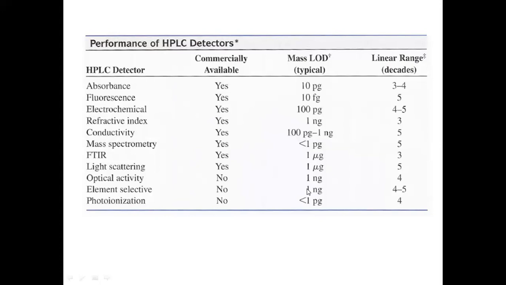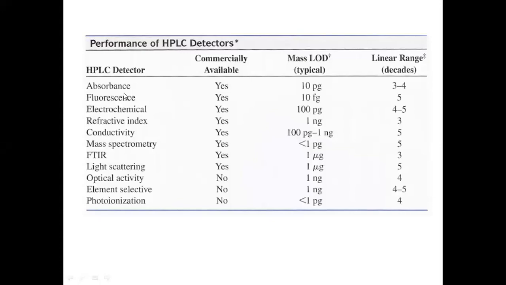And their mass LODs are given here, and their linear range is also given here. And there are no highly sensitive detectors as we saw for gas chromatography in case of HPLC. Such highly sensitive detectors are not found in HPLC. Of course, the absorption detectors, UV or visible absorption spectrometric detectors, are the most commonly used detectors for HPLC. Their mass LOD is 10 picogram and the linear range is from 3 to 4 decades.